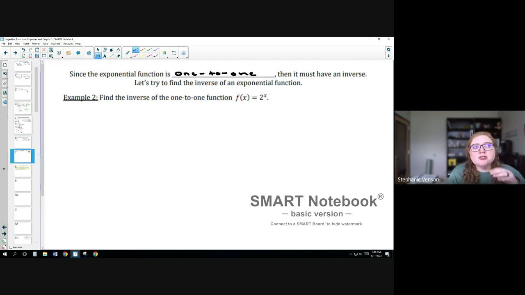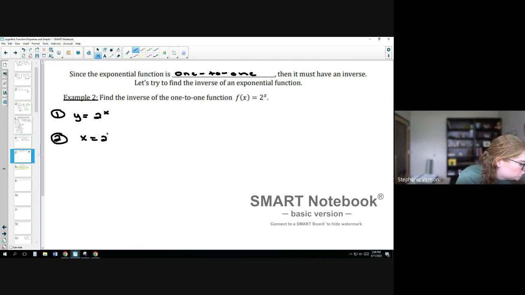Okay, let's try to do those same 4 steps that we did on the rational function in example 1 a minute ago. So step 1 was to change the f of x to a y. No problem. Y equals 2 raised to the x. Step 2 was to switch x and y. Again, no problem. X equals 2 to the y. Step 3 was to take step 2 and solve for y.